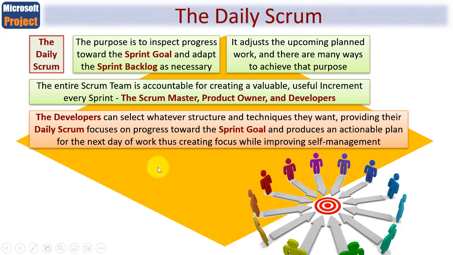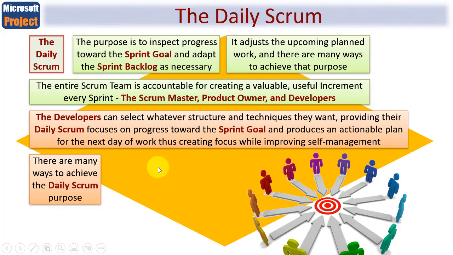So the original Daily Scrum was simply around each member saying what we did yesterday, what I've achieved, what I intend to do today, and any problems I have. As you can see now, although that's still needed, the purpose of the Daily Scrum has a broader and more helpful approach. Now, there are many ways to achieve the purpose of the Daily Scrum.